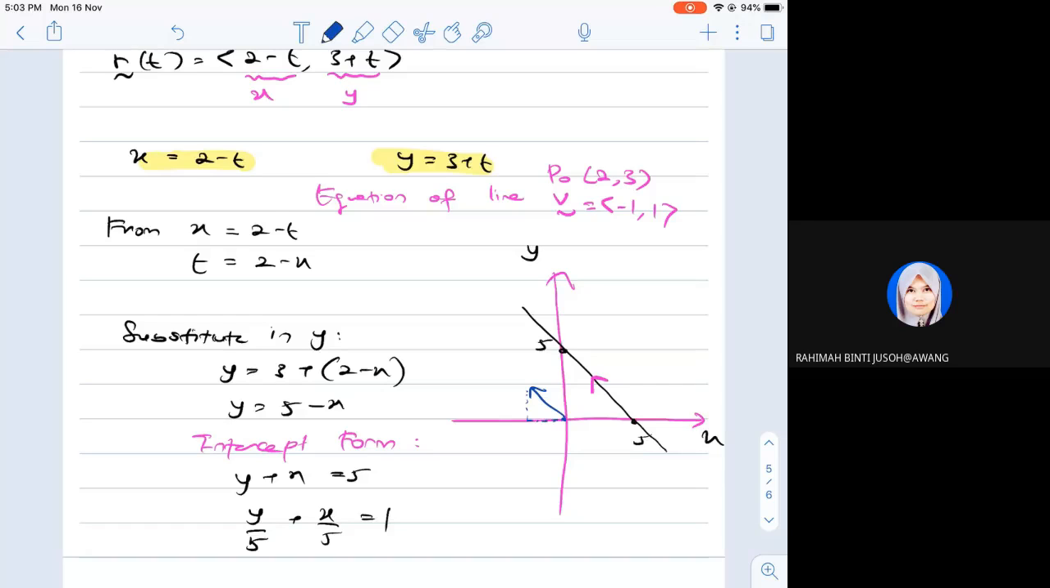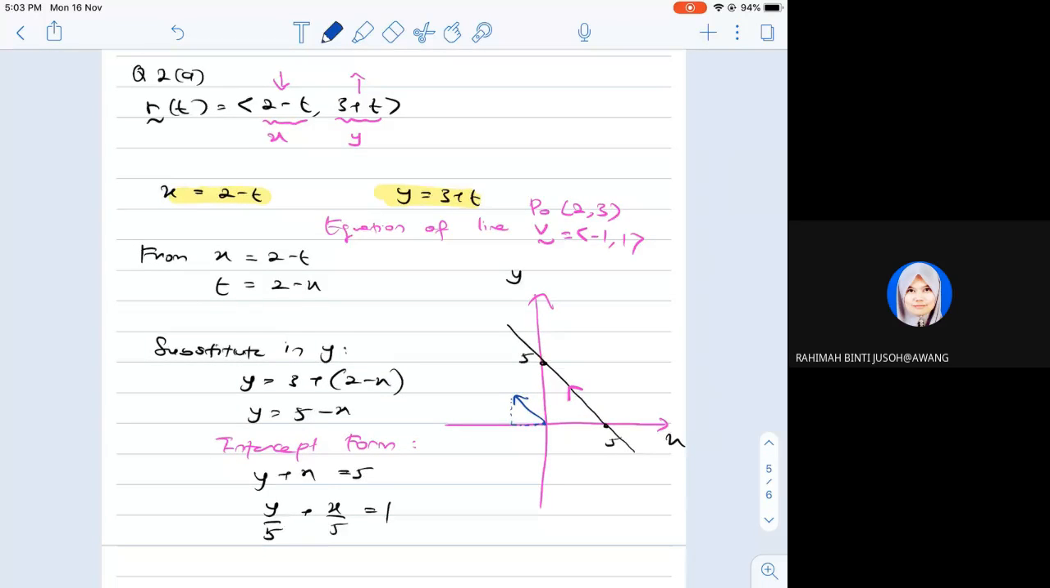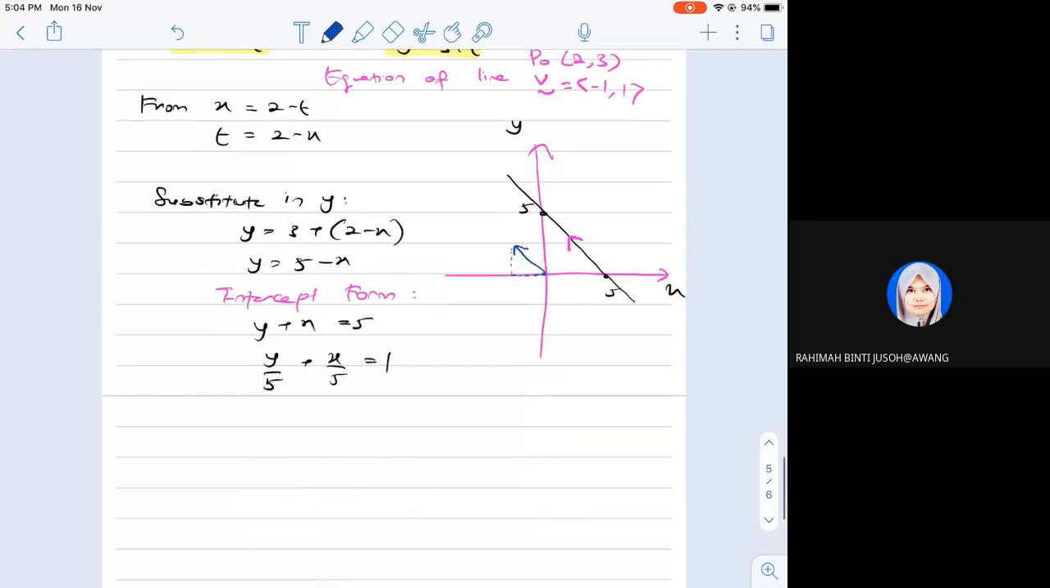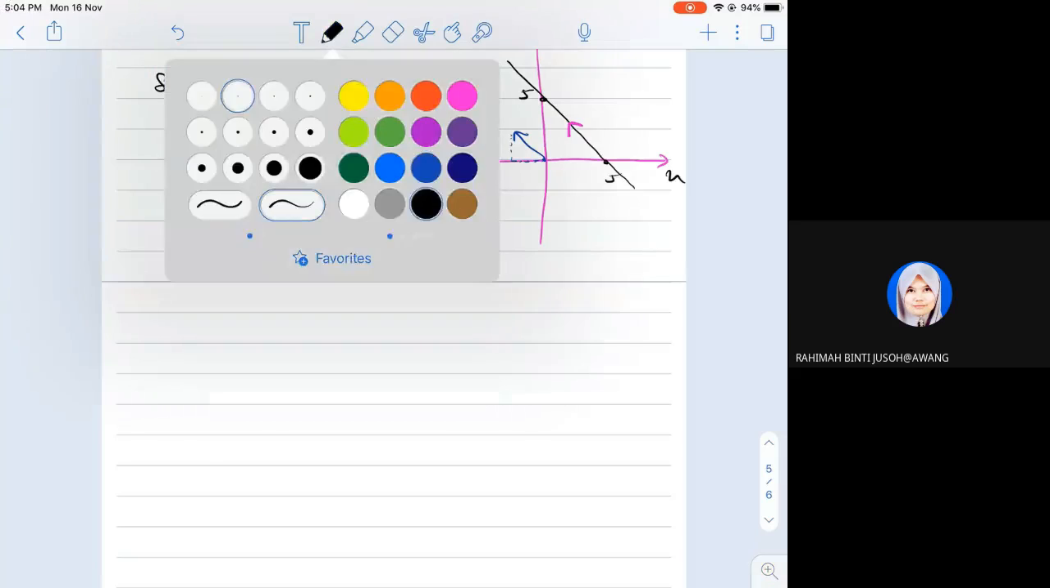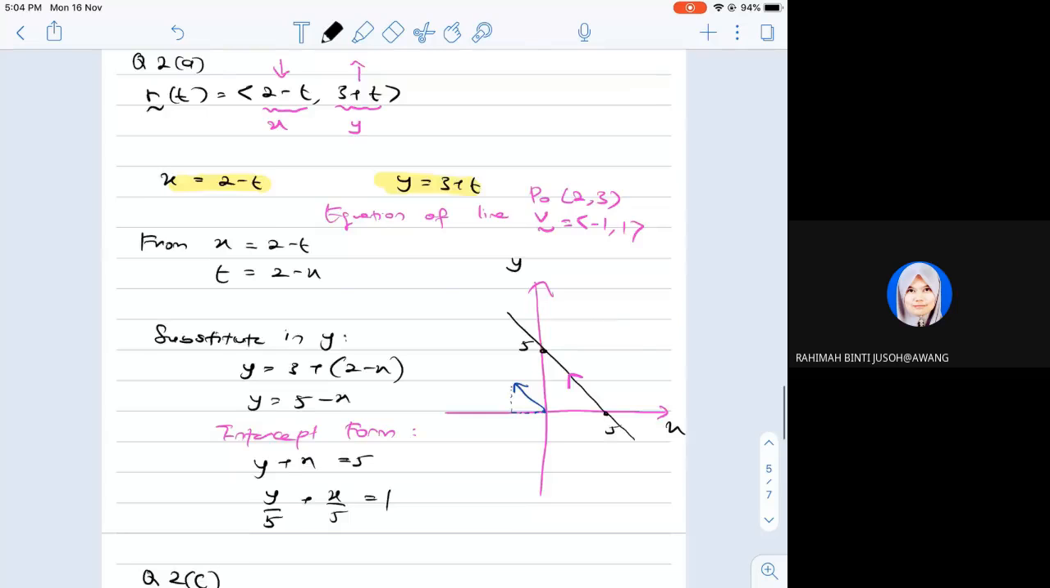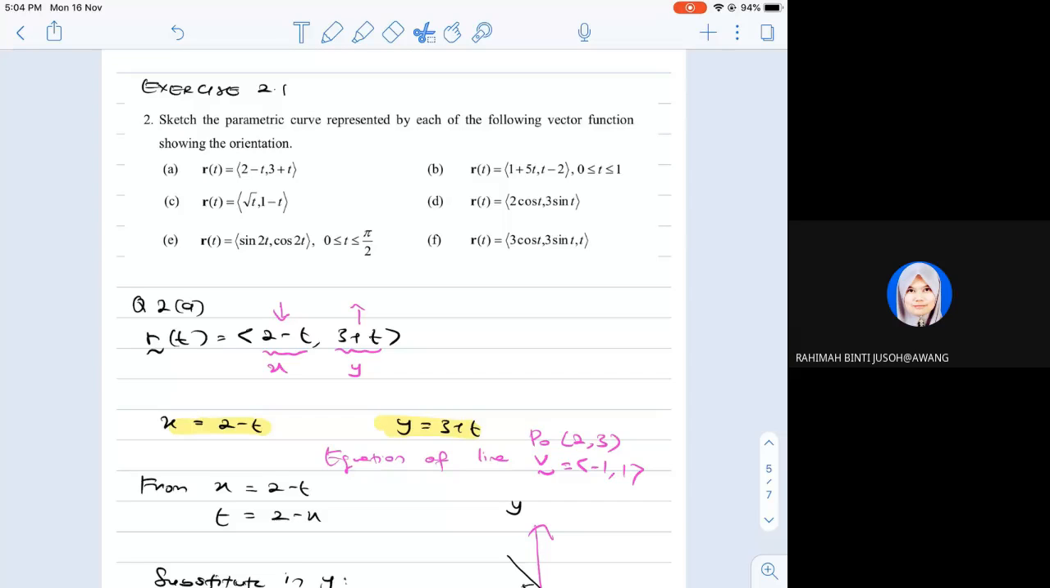Okay, so in order to answer this type of question, you can use parametric equations ataupun you can use the concept of equation of lines tu. Sama lah. Okay, either one. Next question, let's say we do question C. Question 2C. We have this.